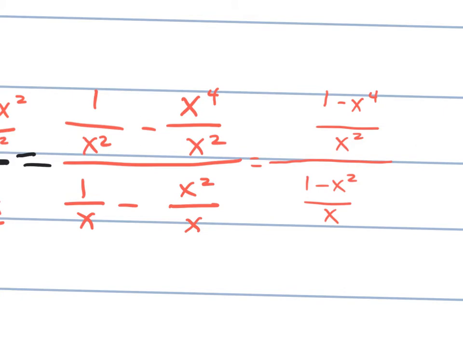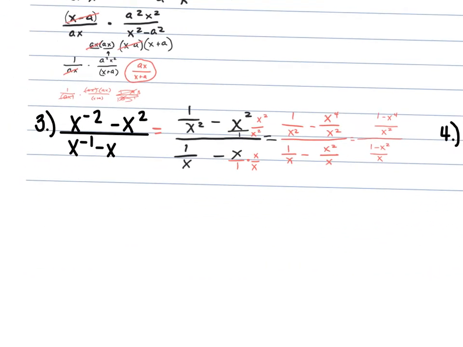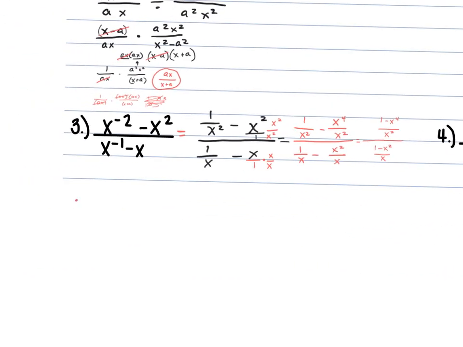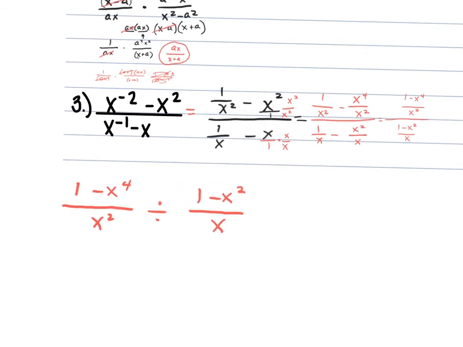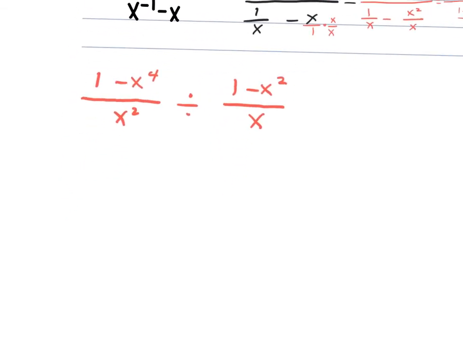All right, so we're going to rewrite this. Every single time we're doing the same thing. We've got 1 minus x to the 4th over x squared divided by 1 minus x squared over x. Where am I going from there? Keep, change, flip.